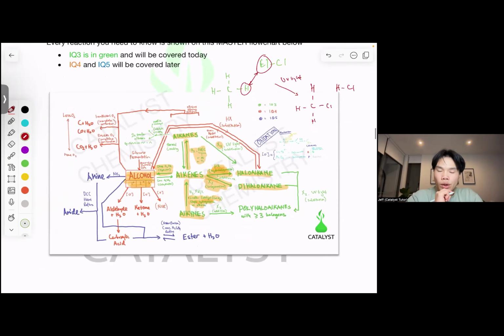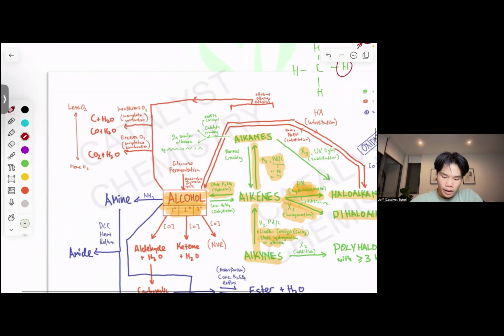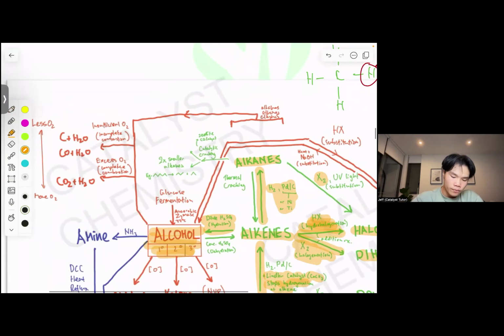Okay, so those are all of your hydrocarbon reactions. Let's move along to your alcohol reactions. So alcohol reactions, we have not as many, to be honest, but we have, first of all, combustion. How to define combustion?